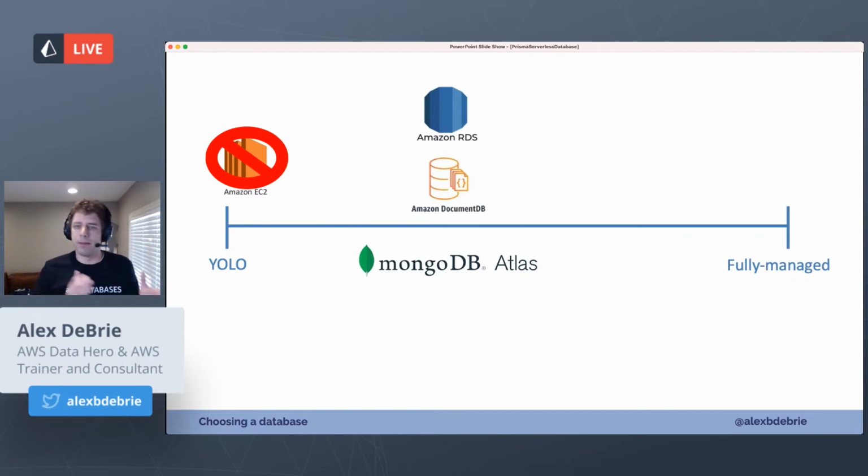And this would be things like Amazon RDS. That's Relational Database Service. That's going to run MySQL, Postgres, Oracle, or Microsoft SQL if you want something like that. You also have Amazon DocumentDB or MongoDB Atlas, which is a service from MongoDB that runs its database for you.